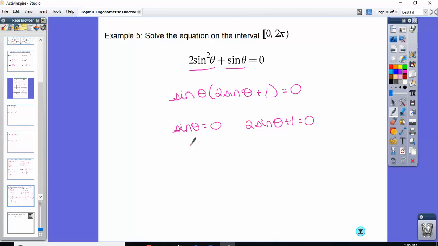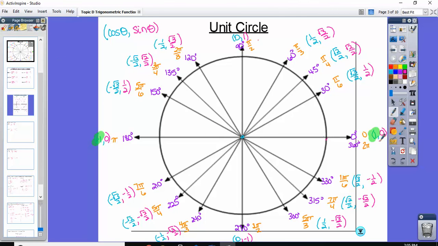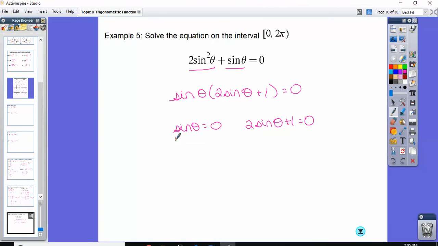Okay, if sine is 0, think about your unit circle. Sine is your y. That happens at 0 and pi. Now 0 and 2 pi are technically the same, but because in my interval I put the bracket on the 0 and just a parenthesis on the 2 pi, use 0 in this scenario.